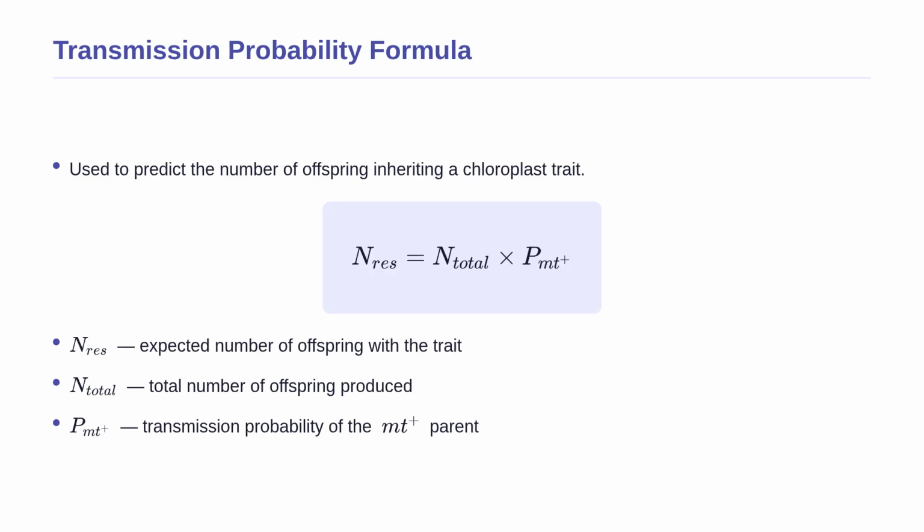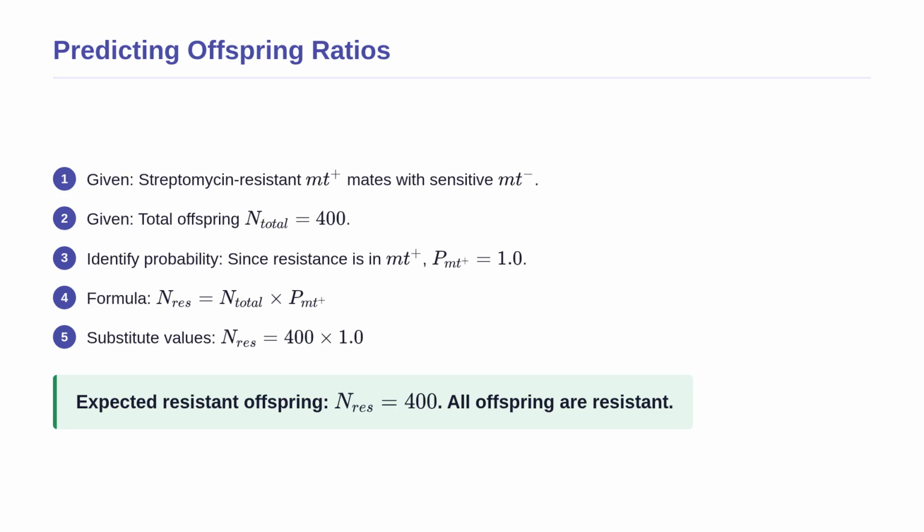Because this inheritance is strictly uniparental from the plus mating type, if the trait is in the MT+ parent, this probability is exactly 1.0. If the total offspring increases, the number of resistant offspring increases proportionally. Let us apply this transmission formula to a specific genetic cross. We are given that a streptomycin-resistant MT+ algae mates with a sensitive MT- algae, producing exactly 400 offspring. We are asked to calculate how many offspring will be resistant.